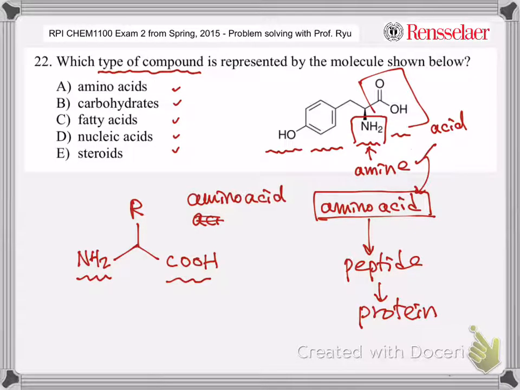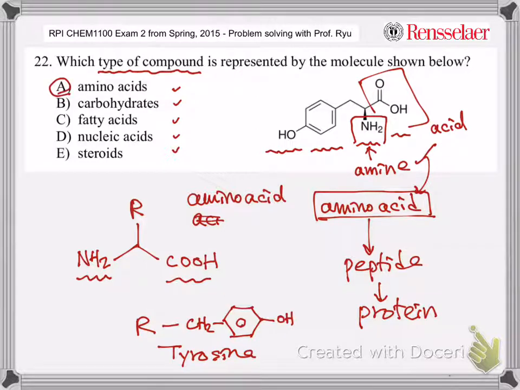In this case, your compound happens to have R as something with CH2 with a phenol-like attachment. If you're taking biochemistry, you will see this compound is called tyrosine. This is one of the essential amino acids made by our body. So the generic name for this one is amino acid. The answer is A.